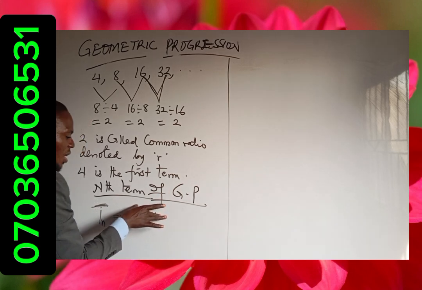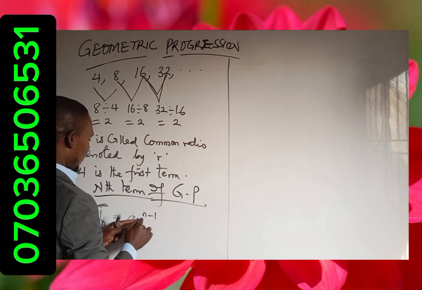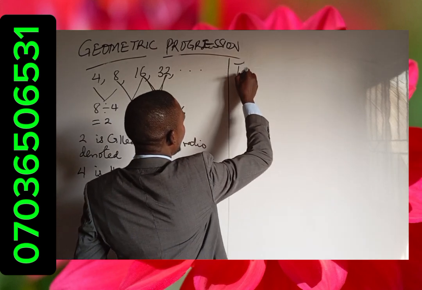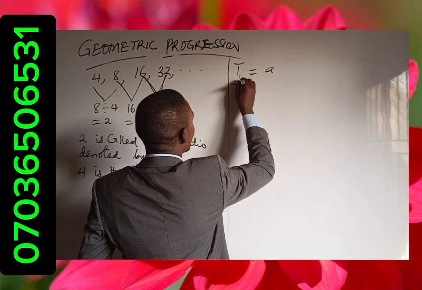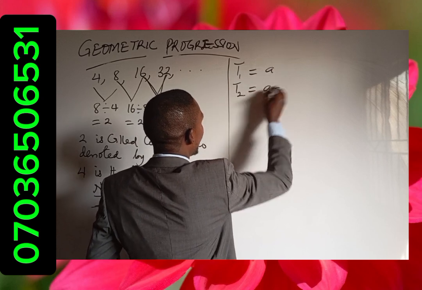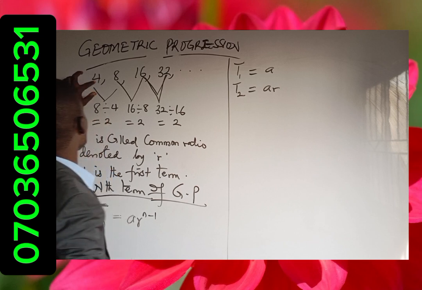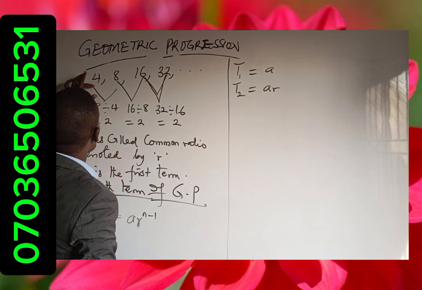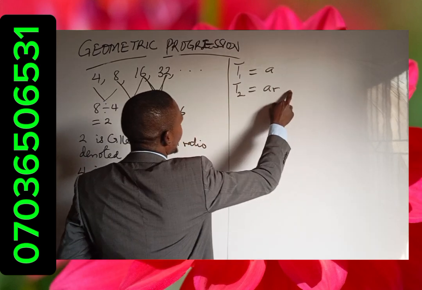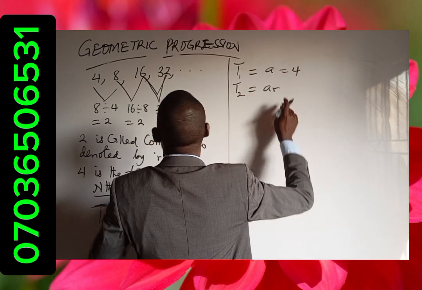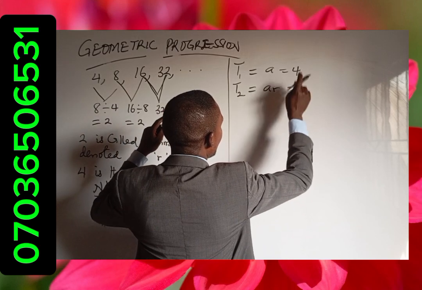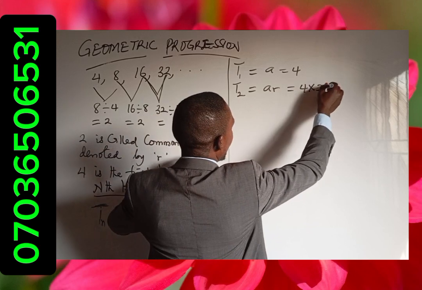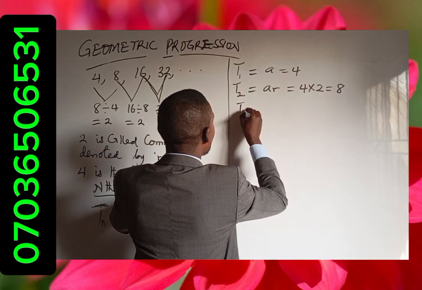The n minus 1 that is a power is only affecting what? R. Good. Now look at this. You know that T1, which is the first term, is A. T2 is AR. The first term here is 4 and our R is 2. To get the second term, it is 4 times 2, which is 8. 4 is the first term, 2 is the common ratio, and that gives us 8.